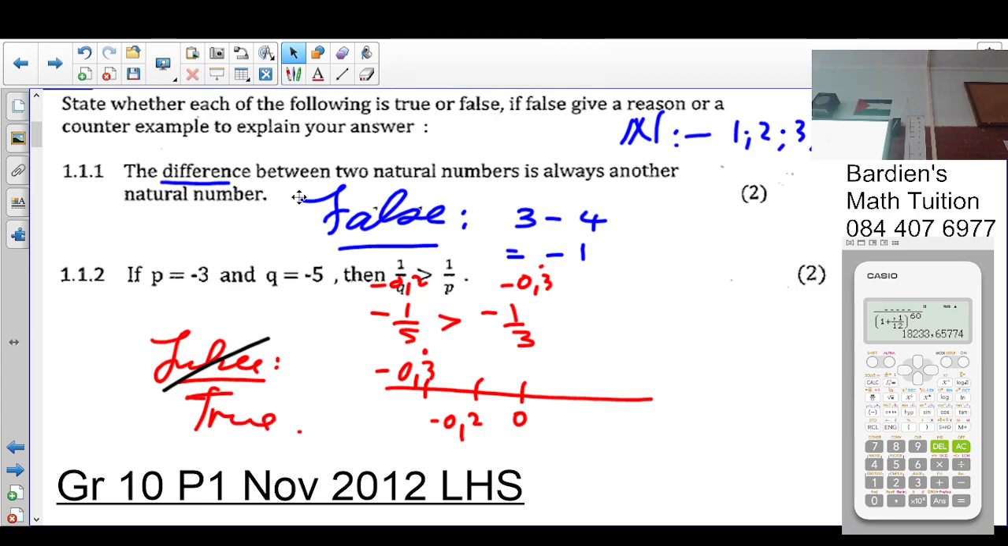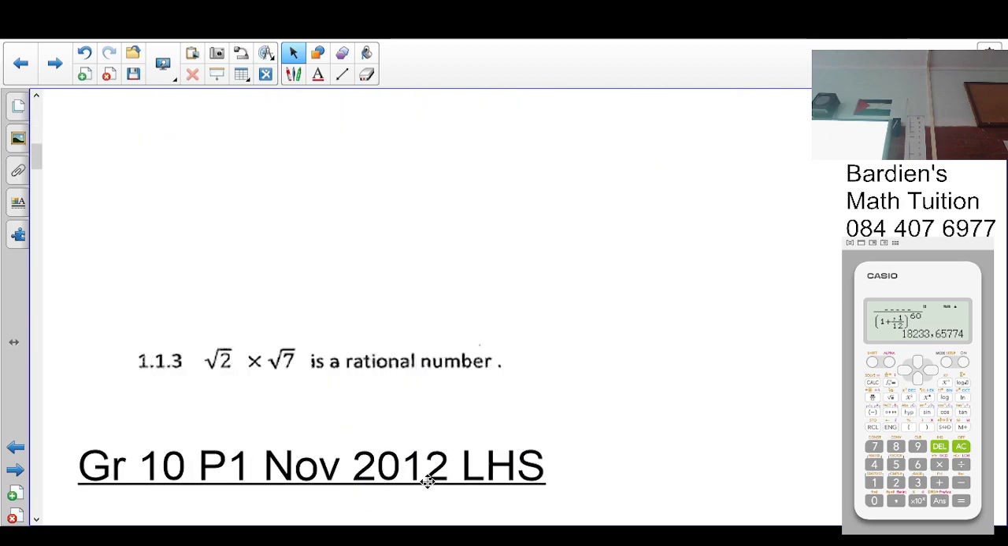What does the memo say? Okay. Just look at the next one.